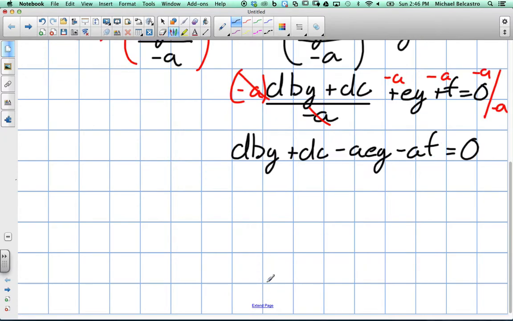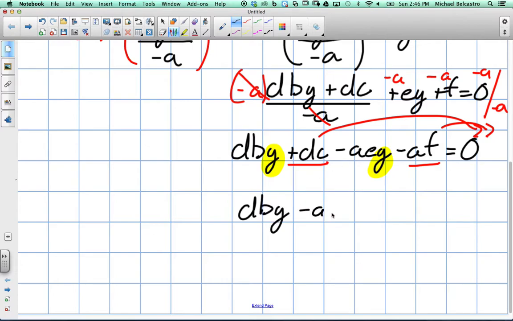Okay, so now that we've done that, we're going to get our coefficients and variables together. Here are our variables with their coefficients, and we want our constants together. So we're going to move all the constants to one side. Our dc and our af, there's no x or y variable attached to them, so we're going to move them to the other side of the equation. When we do that, we're left with dby minus aey is equal to, and af will be positive on the other side, and dc, so d times c, will be negative.